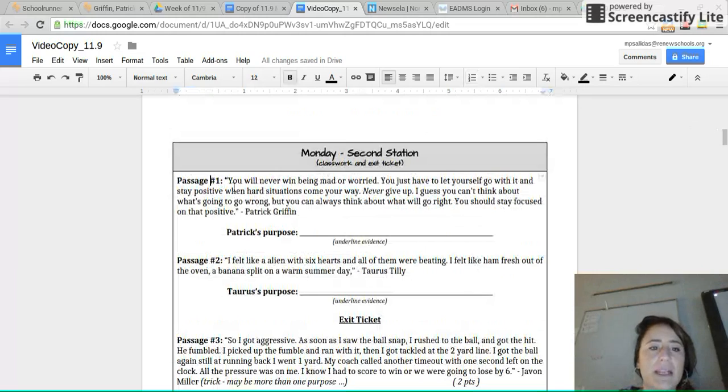So for example, passage number 1, huge shout out to Patrick Griffin. I took this from his memoir speech because it was fantastic. "You will never win being mad or worried. You just have to let yourself go with it and stay positive when hard situations come your way. Never give up. I guess you can't think about what's going to go wrong, but you can always think about what will go right. You should stay focused on that positive." So why did Patrick write this? Or what was Patrick's purpose, the author's purpose?